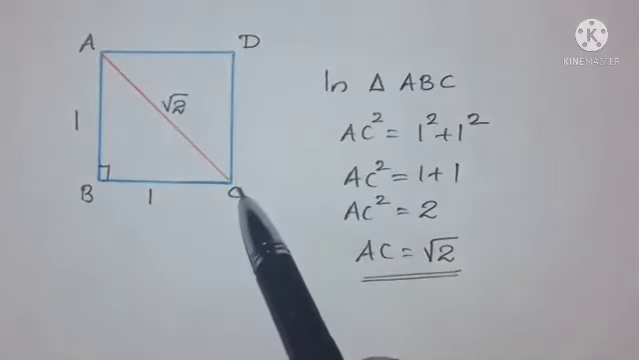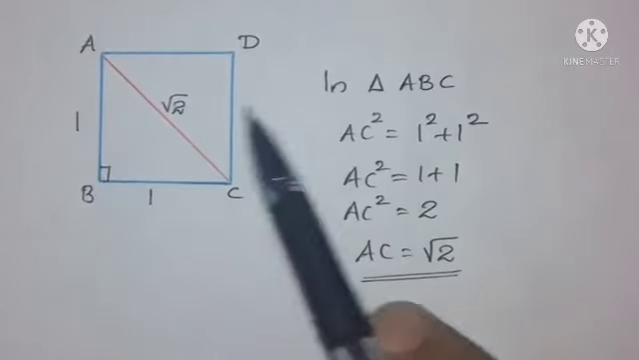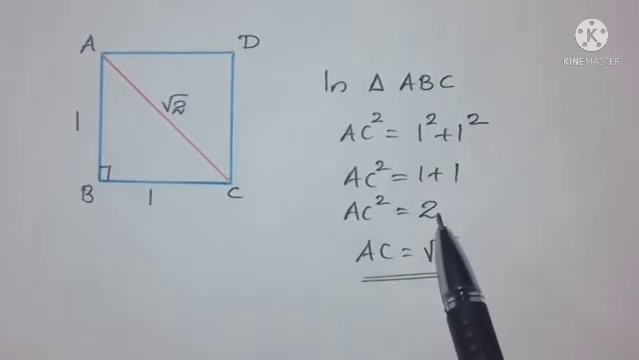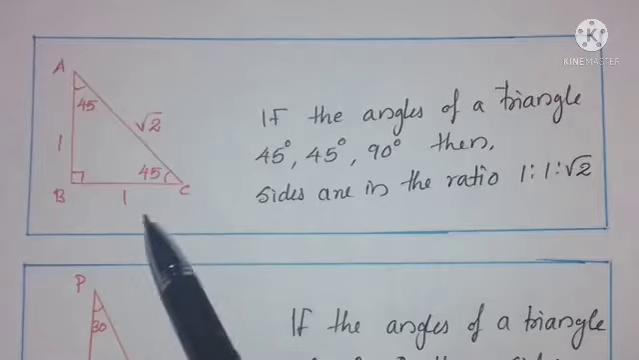That is, in right angle triangle ABC, AC square is equal to base square plus altitude square. That is 1 square plus 1 square, that is 1 plus 1. AC square is equal to 2. Then AC is equal to root 2.